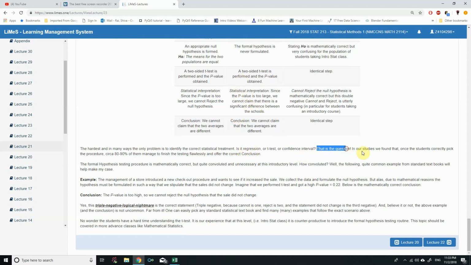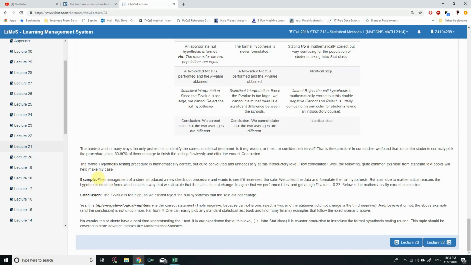The question is, in our studies we found out that once the student correctly picks the procedure, 80 to 90% of them manage to finish the test flawlessly and offer the correct conclusion. But when we go for the formal hypothesis testing procedure, it is mathematically correct, but it is quite convoluted and unnecessary at this introductory level. How convoluted? Well, the following quite common example from a standard textbook will help make my case.